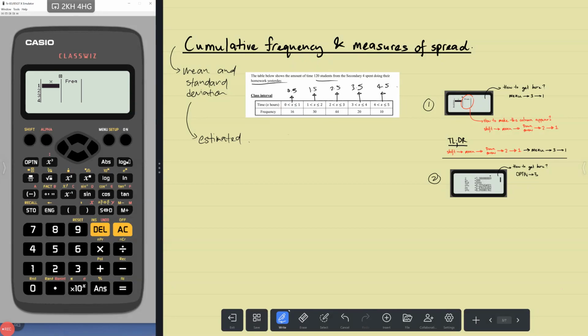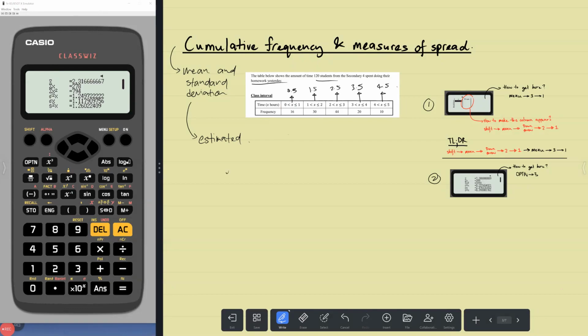struggling with this. So for our x, we will fill up with 0.5, 1.5, 2.5, 3.5, and followed by 4.5. And same thing for your frequency, it will be 16, 30, 44, 20, and 10. Once you're done so, you can head out, or you can just press option straight away, the top hand button. And this way our screens might be slightly different.